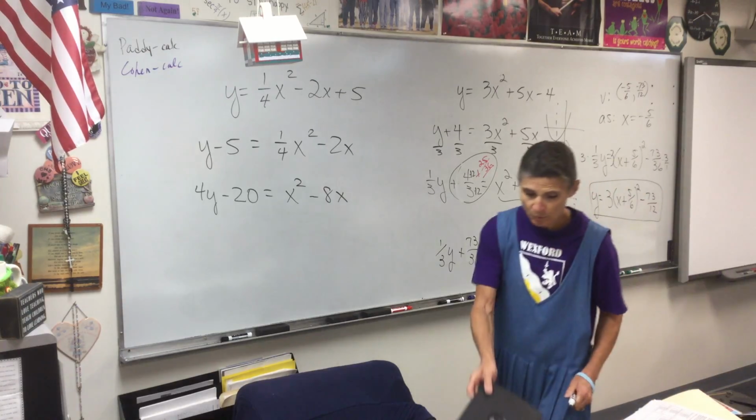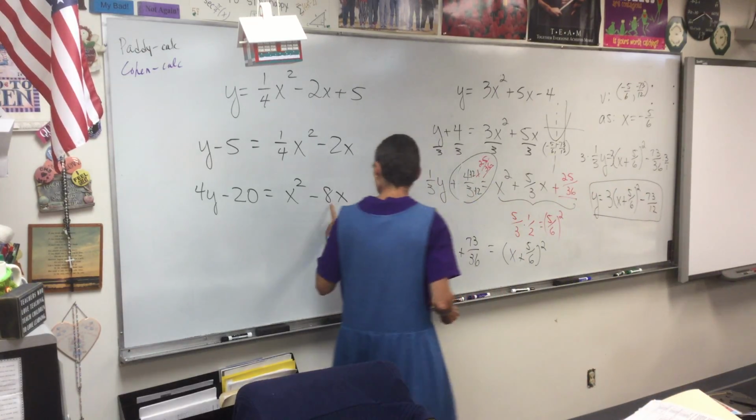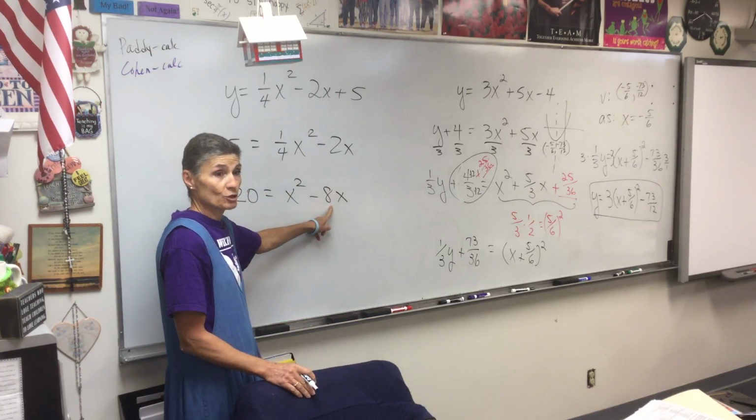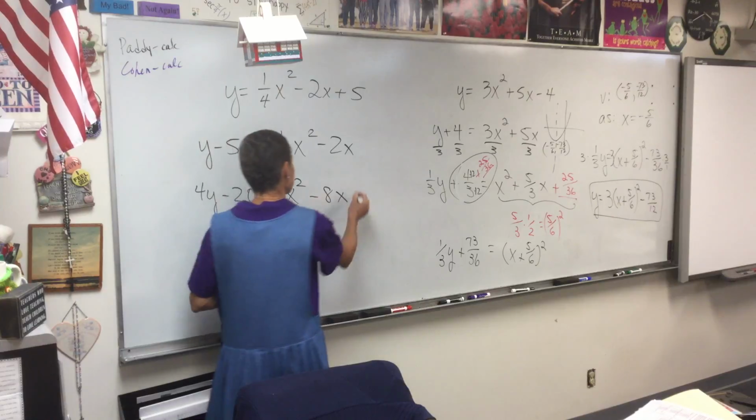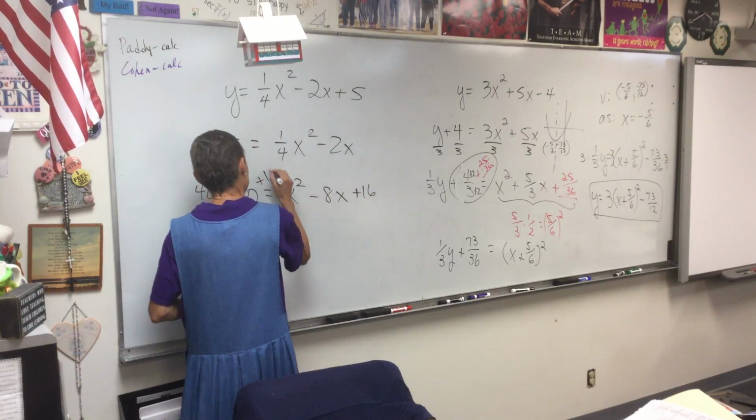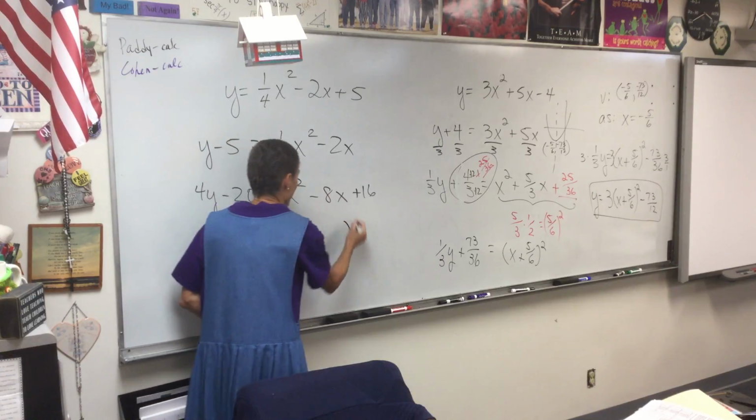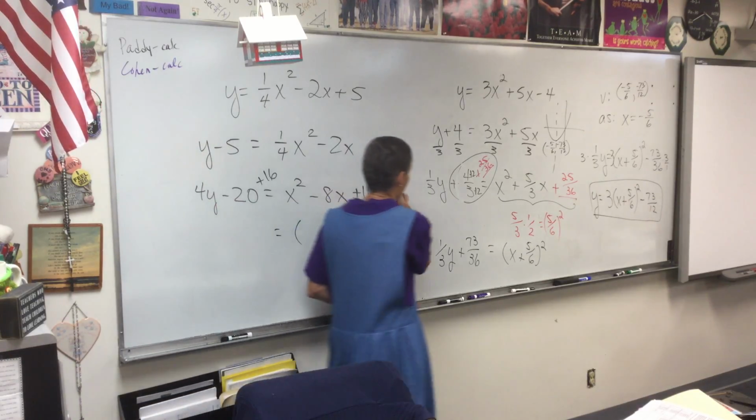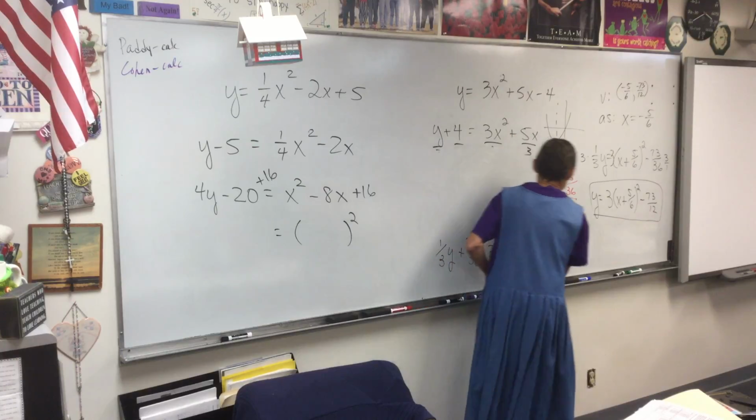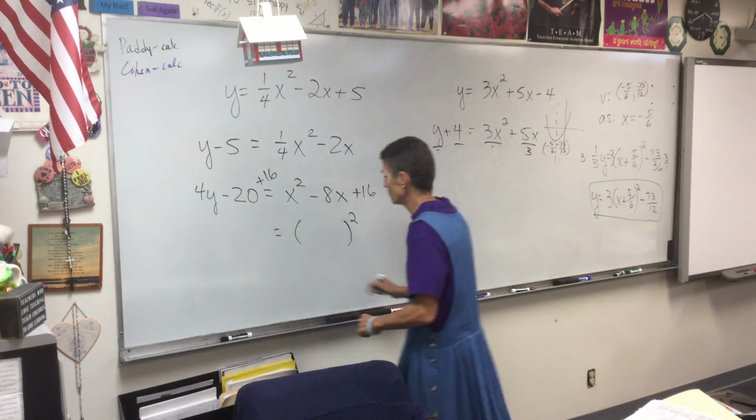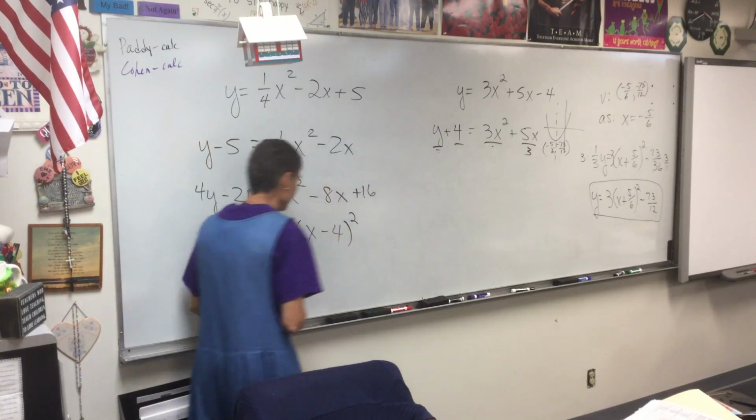Now we're going to complete the square. And how do we complete the square? We take half of 8, which is 4, squared is 16. So that's an easy one. This is going to work out great. So this side should be a square. What is that? X minus 4 squared. Very good.